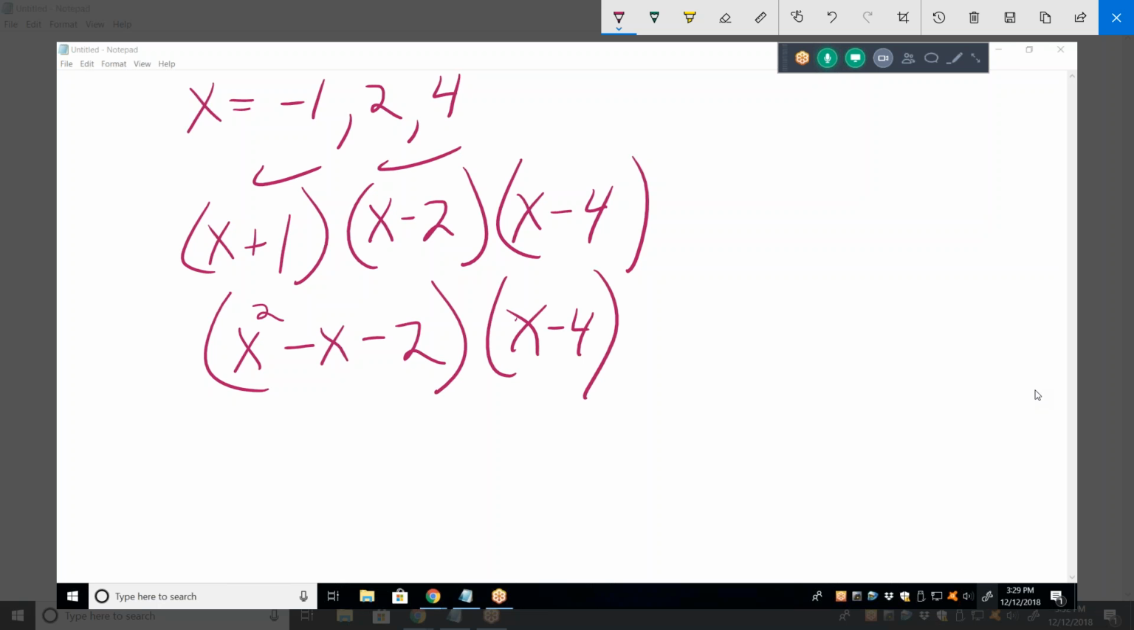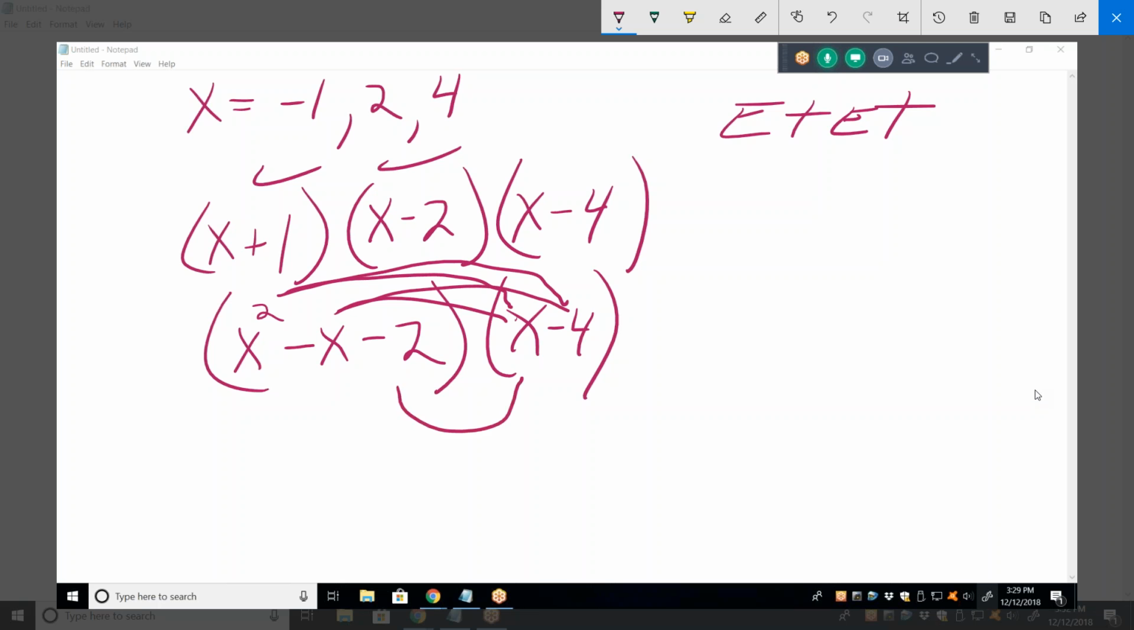So FOIL doesn't work here because FOIL only works when you have a binomial times a binomial. But what foiling really is, is every term by every term. That's what I prefer to teach people: ET, ET. Every term by every term. In other words, start from the left, multiply that, add it together, then go to this term, multiply that, add it together, and then go to the last term, multiply that, add them all together.